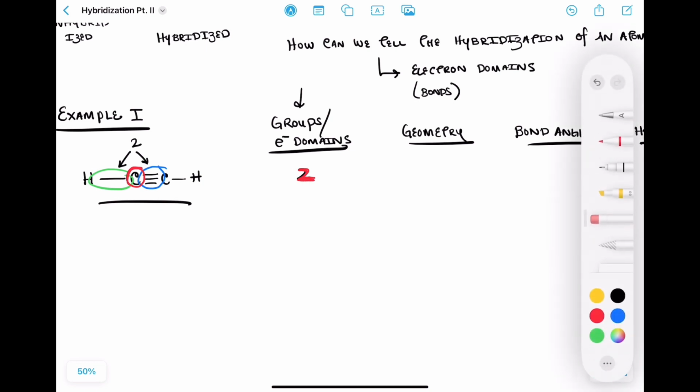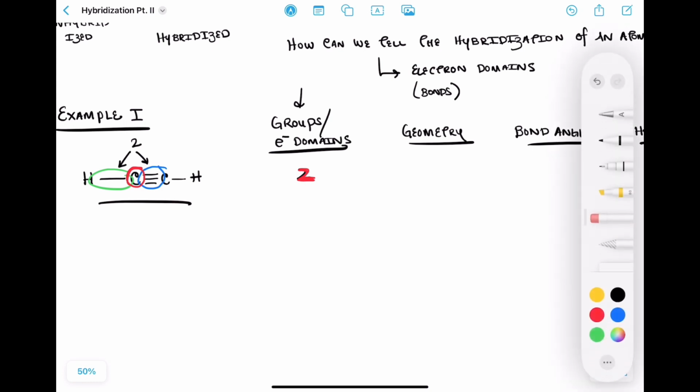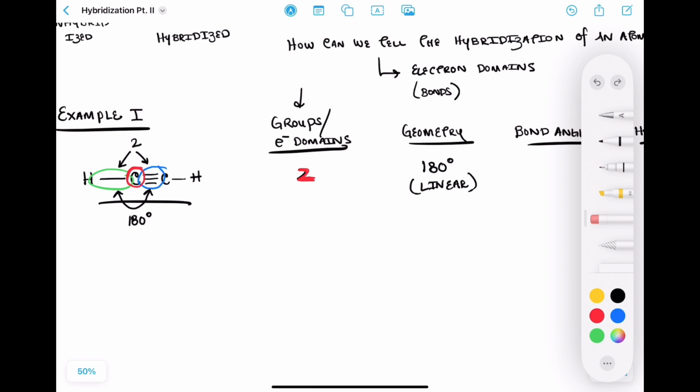Anything with 2 electron domains, we can almost see this in the shape. There's a 180 degree geometry here. So it's going to have 180 degrees. It's going to be called linear. See how everything is in a line? It's linear. So let me clean this up a bit.